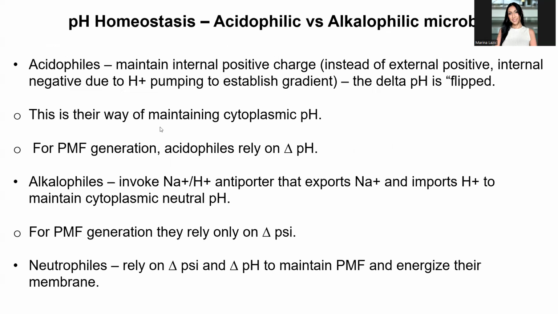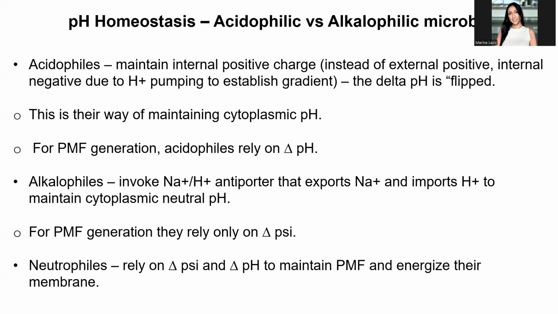Acidophiles are the only group of organisms that have something we call flipped membrane potential. So what does flipped membrane potential mean? If you remember when we talked about proton motive force generation, we mentioned that in a cell, you always have proton gradients where there will be more positive outside and more negative or less positive inside. And that's what makes membrane potential, or delta psi.